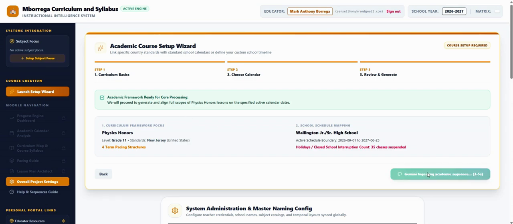One of the key strengths of this platform is its flexibility. Whether the institution follows a United States curriculum, a Philippine curriculum, or another international framework, the system can adapt course structures and academic calendars accordingly. Educators can configure term structures, grade levels, scheduling parameters, and instructional expectations while maintaining consistency across the entire school year. This ensures that curriculum development remains organized, scalable, and aligned with institutional goals.